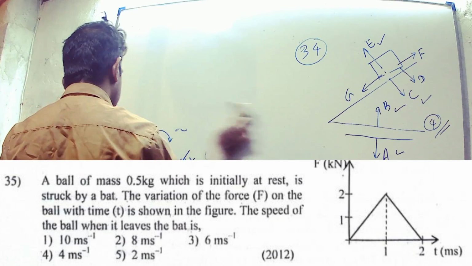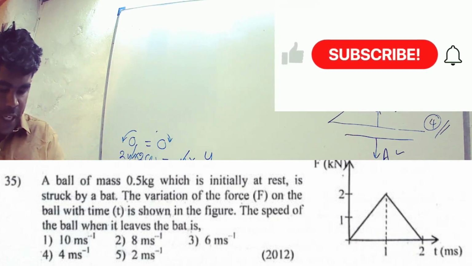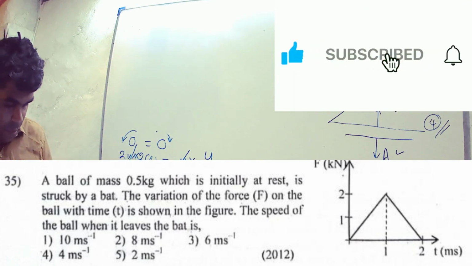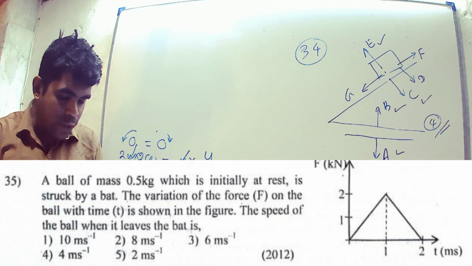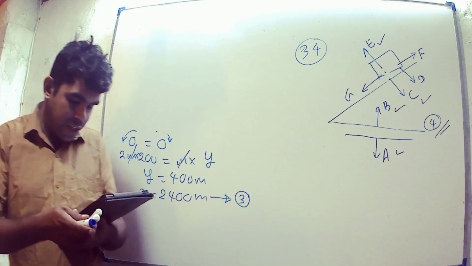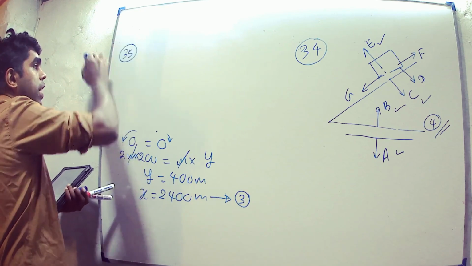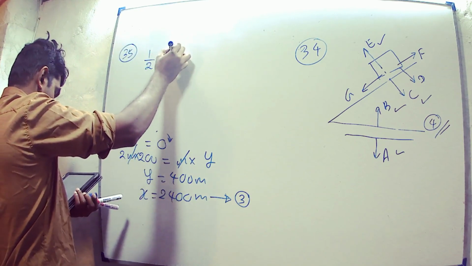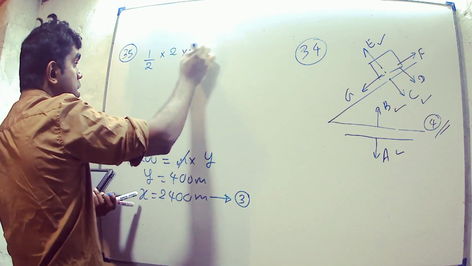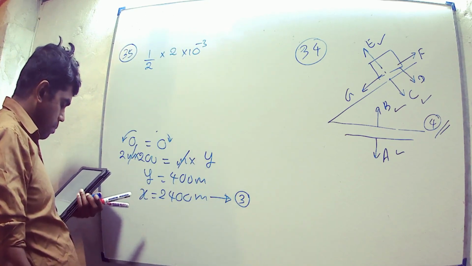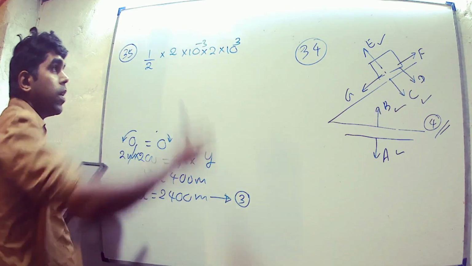Then 35. A ball of 0.5 kilogram, which is initially at rest, is struck by a bat. The variation of force F on the ball with time is shown in the figure. The speed of the ball when it leaves the bat is? Initially at rest, we know that the change of momentum is the area of the F-t graph. Area of the F-t graph is half into base 2 milliseconds, 2 into 10 to the power minus 3, into perpendicular height 2 kilonewton, 10 to the power 3 newton. This is the area of the graph.